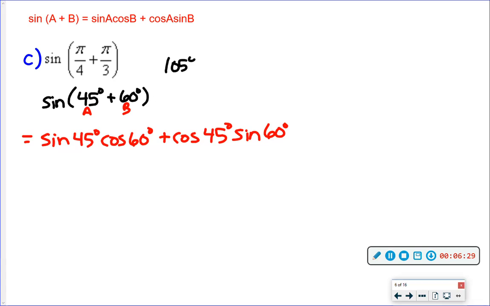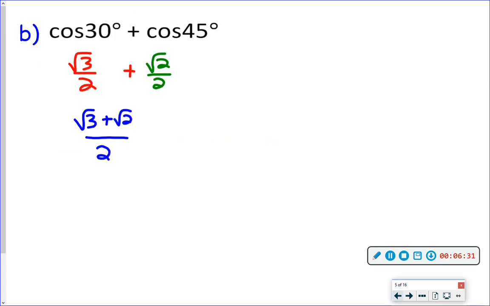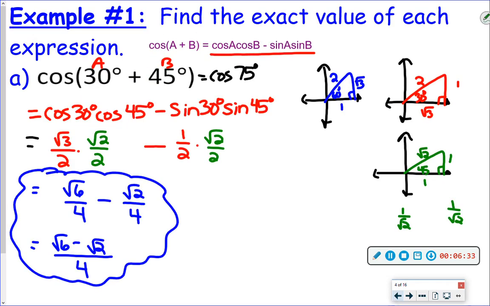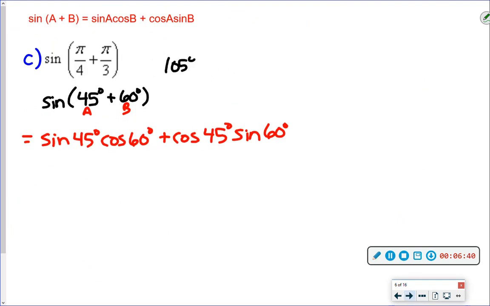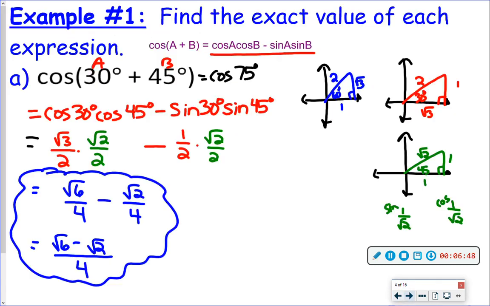Let's start with sine of 45. That was our green one. So, of course, sine of 45, opposite over hypotenuse. So, of course, that was our square root of 2 over 2. I'm just going to label sine and cosine. So I'm going to replace it with square root of 2 over 2. Cos of 60. So, of course, that was our blue triangle. Cos of 60. So cos, of course, adjacent over hypotenuse, so I'm going to replace that with 1/2.